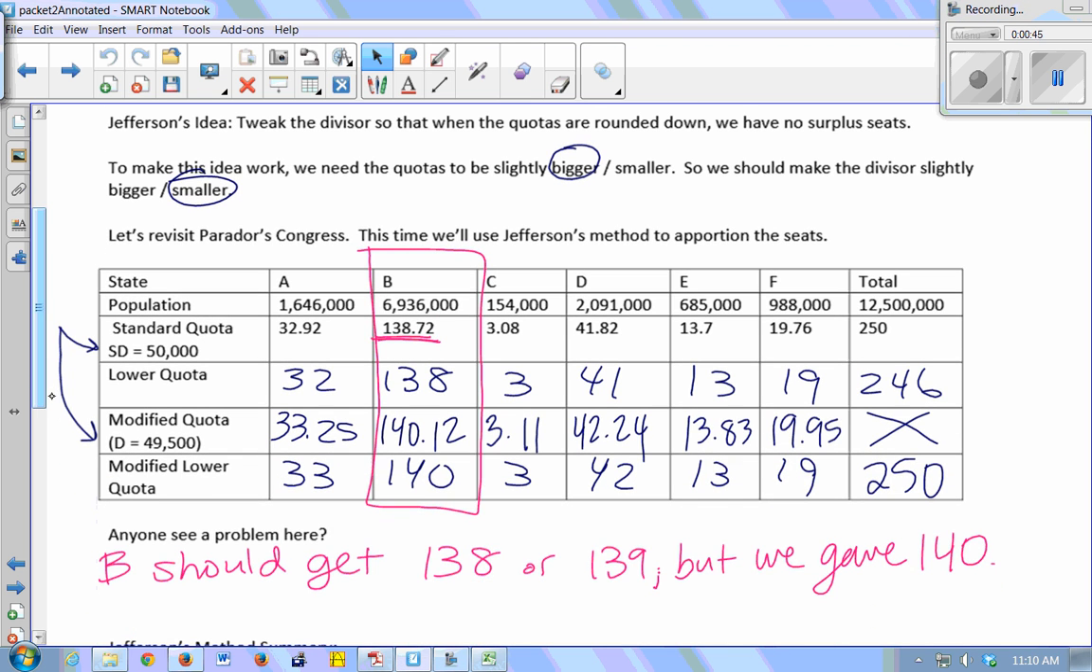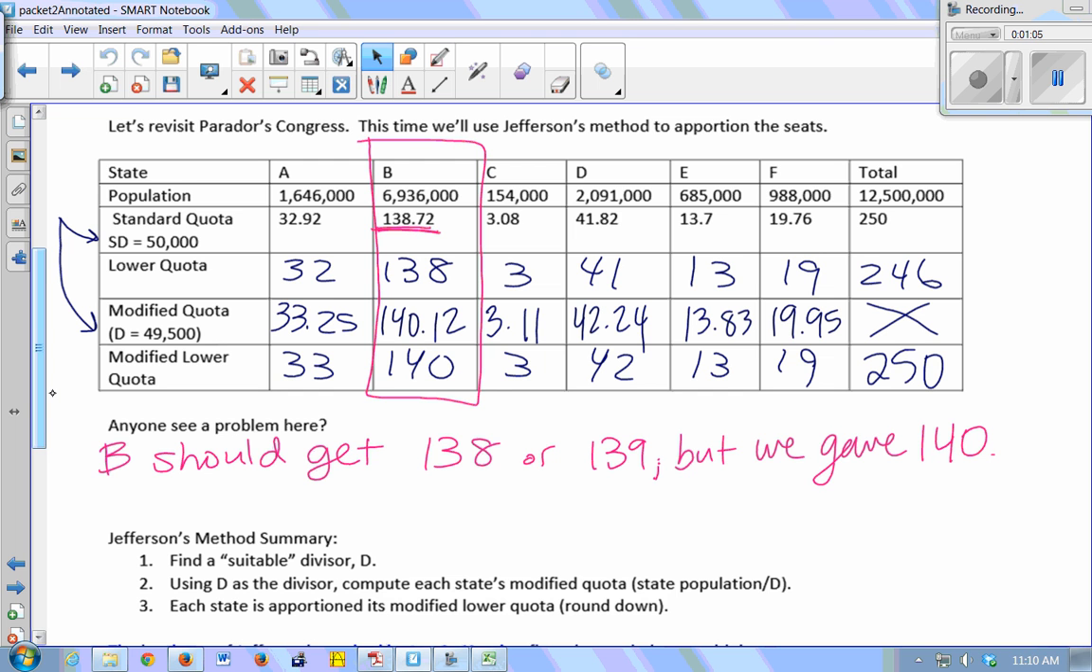So to make this idea work, we need all the quotas to be a little bit bigger, right? All the quotas need to be a little bit bigger so that when we round them down, we don't have too few. So we want all the quotas to be a little bit bigger, which means we need to make the divisor smaller. The number you divide by is smaller, the answer will be bigger.